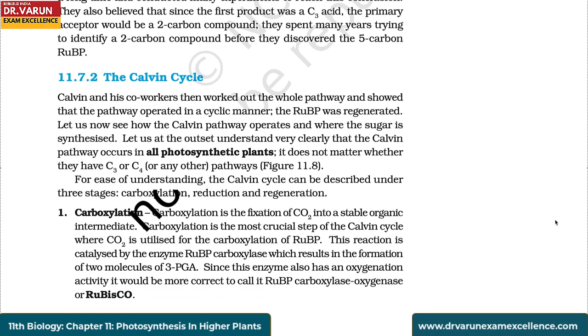The Calvin cycle. Calvin and his co-workers then worked out the whole pathway and showed that the pathway operated in a cyclical manner. The RuBP was regenerated. Let us now see how the Calvin pathway operates and where the sugar is synthesized.